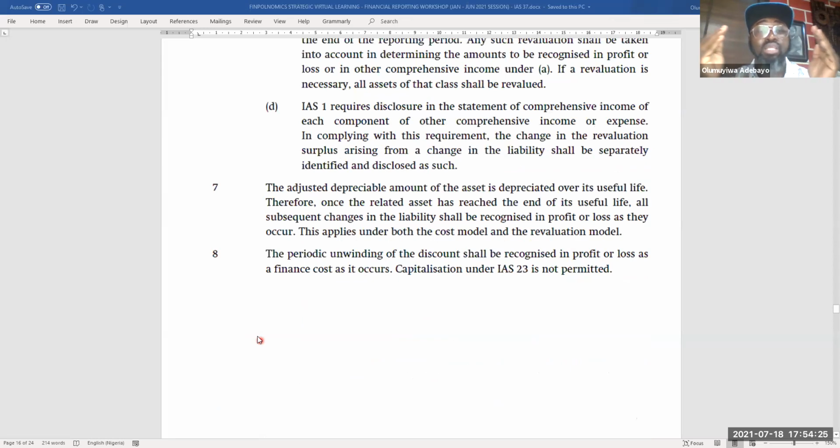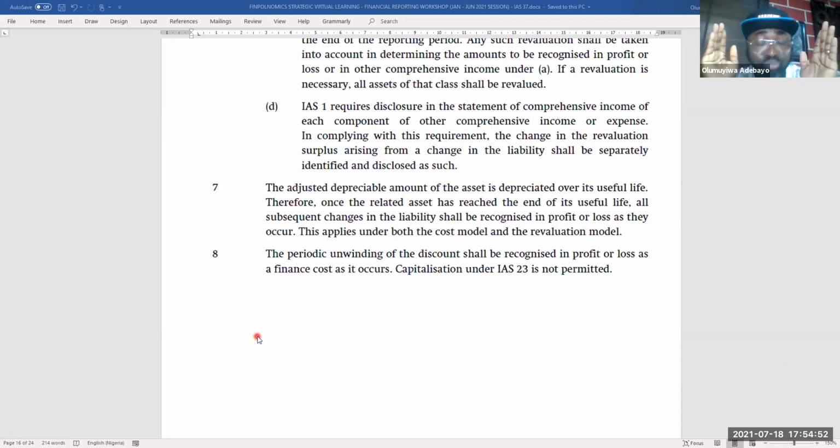Lastly, the adjusted depreciation amount of the asset is depreciated over the useful life, which means the remaining amount must be depreciated over the remaining useful life, similar to what we have discussed extensively under IAS 16. Therefore, only when the related asset has reached the end of its useful life, all subsequent changes in liability will no longer affect the asset again. Every other thing goes directly in profit or loss.